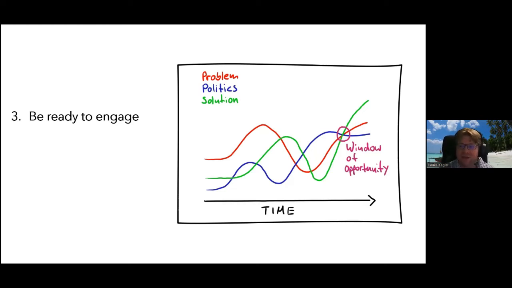So this is like Kingdon's multiple streams framework, that says that over time you should be ready for the stars to align in the end, and for you to make an appearance and present your suggestions, for example.